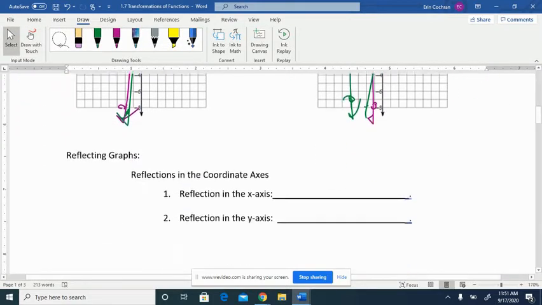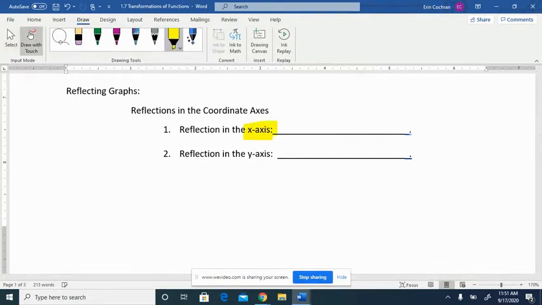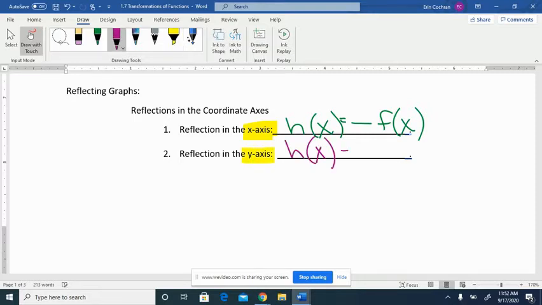Okay. Reflecting graphs. If we're going to reflect over the x-axis, our equation f of x is going to be negative f of x. So kind of like your c is negative or your a is negative, depending on what it is at the equal sign. Over the y-axis is when it's on the inside, so f of negative x.